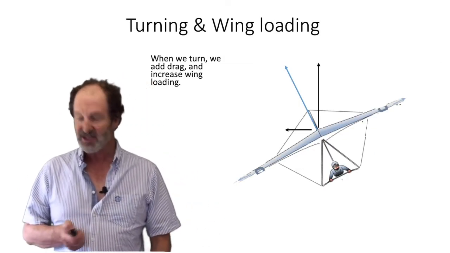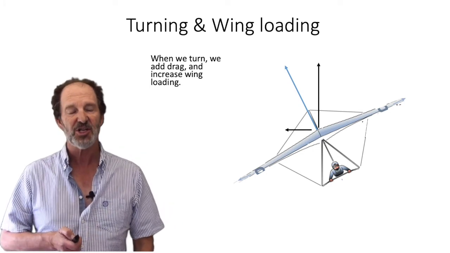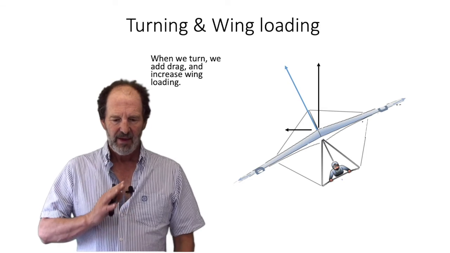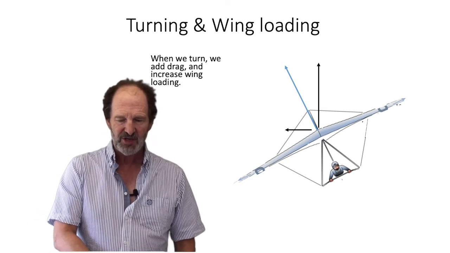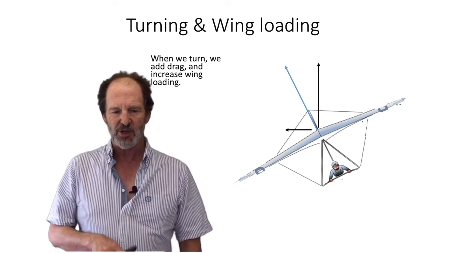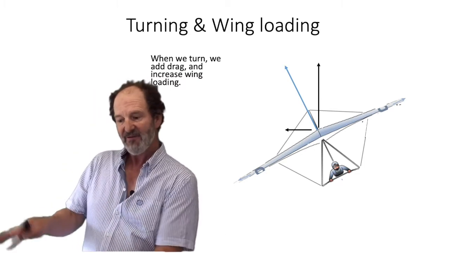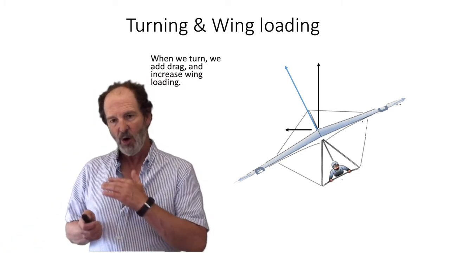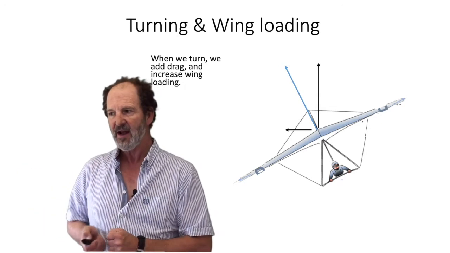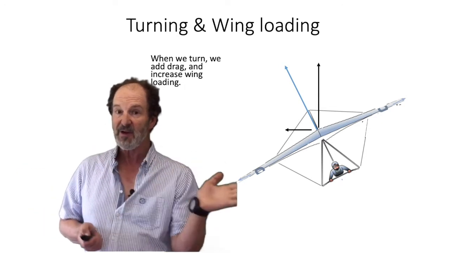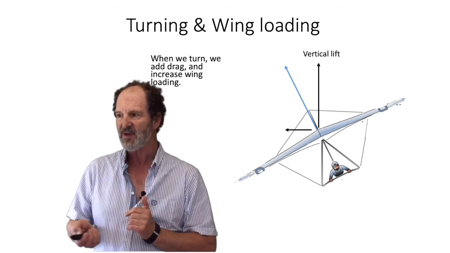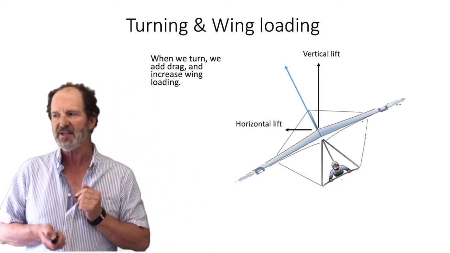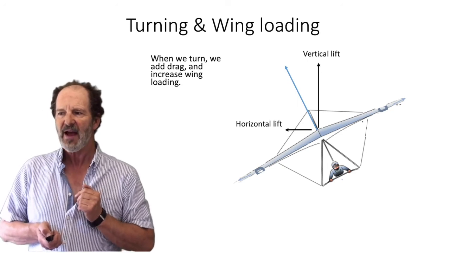Okay, next thing I want to get onto here is turning and wing loading. I mentioned earlier on that weight operates straight downwards, but that's not strictly true. When you're banked, then everything gets thrown off at a slight angle. So when you've got a bank on and you're turning, you've still got a vertical component of lift, but you've also got a slight horizontal component of lift, which are marked in here. So there's a vertical lift, there is the horizontal lift.